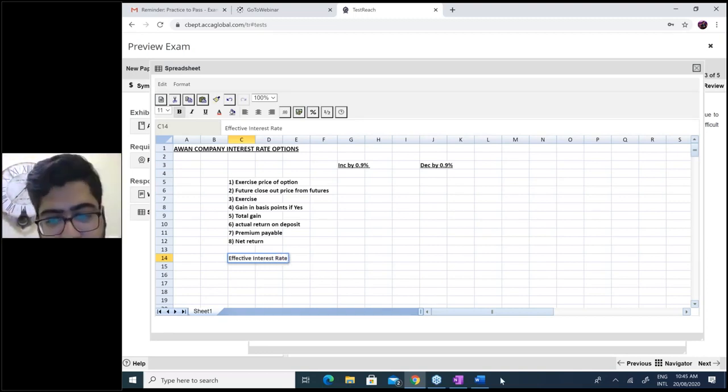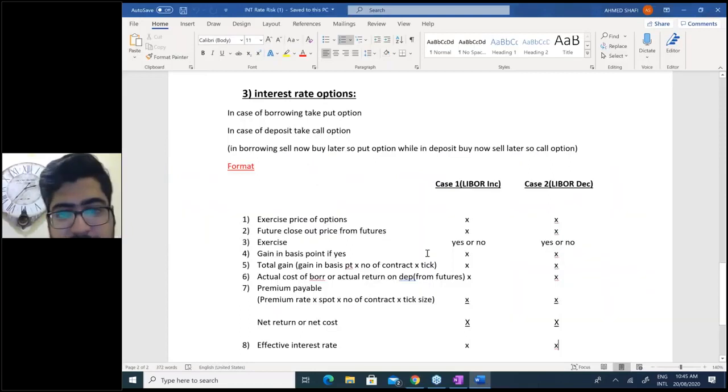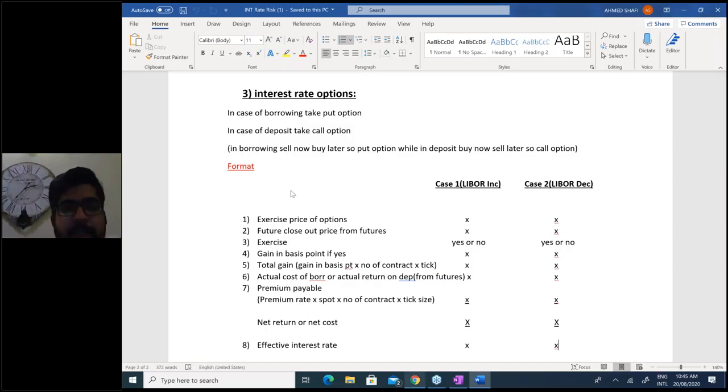Okay, so this was the format I told you yesterday. See, LIBOR increase, decrease, take exercise price, future closeout price from futures, exercise yes, no, gain in basis points if yes, total gain. I have provided the formula of total gain, actual cost of borrowing or return on deposit from futures, and then premium payable. You have the formula of premium payable, net return or cost, obviously net return and effective rate. Okay, now pay attention and go to the question.